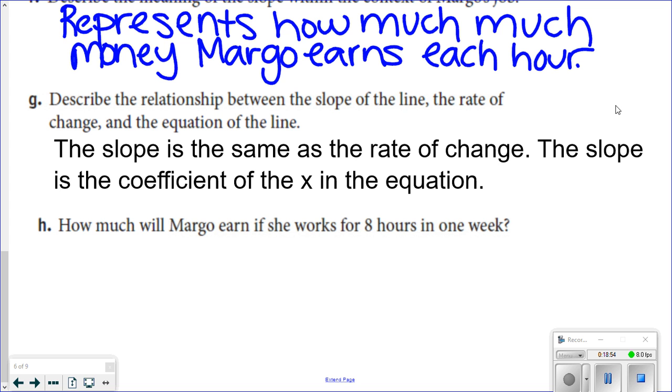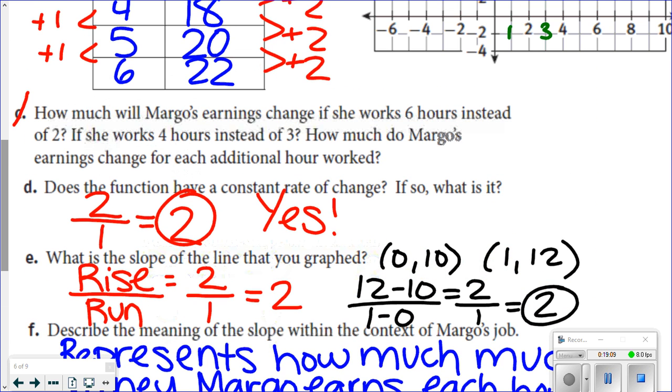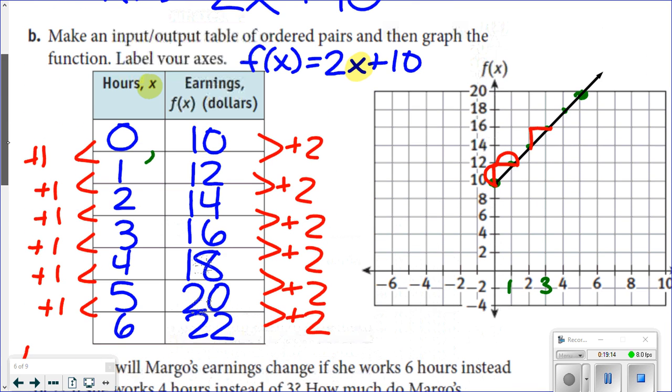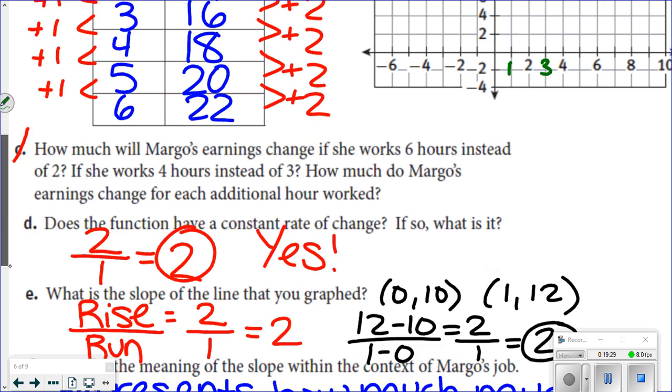Question H. How much will Margot earn if she works for 8 hours in 1 week? Well, if I scroll back up to our table or our graph, 8 was not on there. Okay, we stopped at 6. But we have a function here. So we're going to use this function right here. And we can take any number that we want and plug in the number of hours for x to figure out how much money we're going to earn.